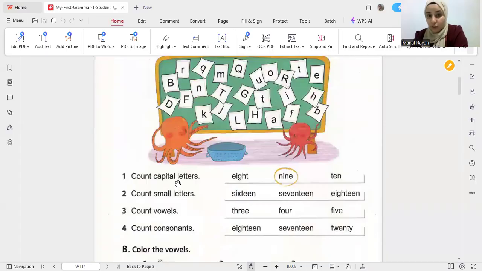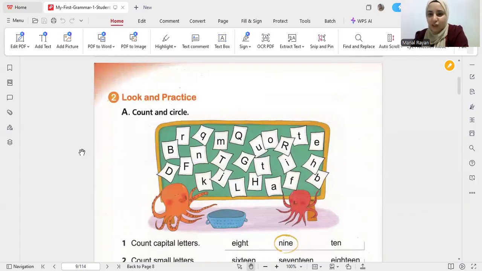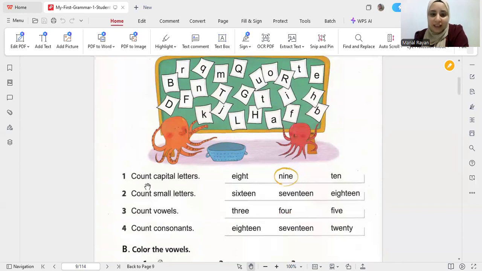Count capital letters. This is the first exercise, okay? Count how many capital letters. Let's count only the capital letters, okay? 1, 2, 3, 4, 5, 6, 7, 8. Yes, they are 8 capital letters.